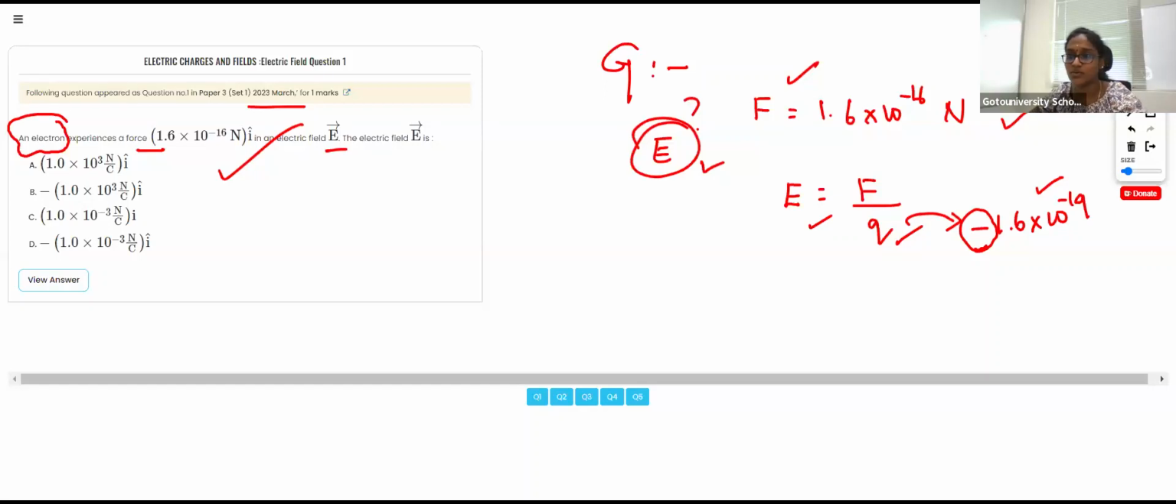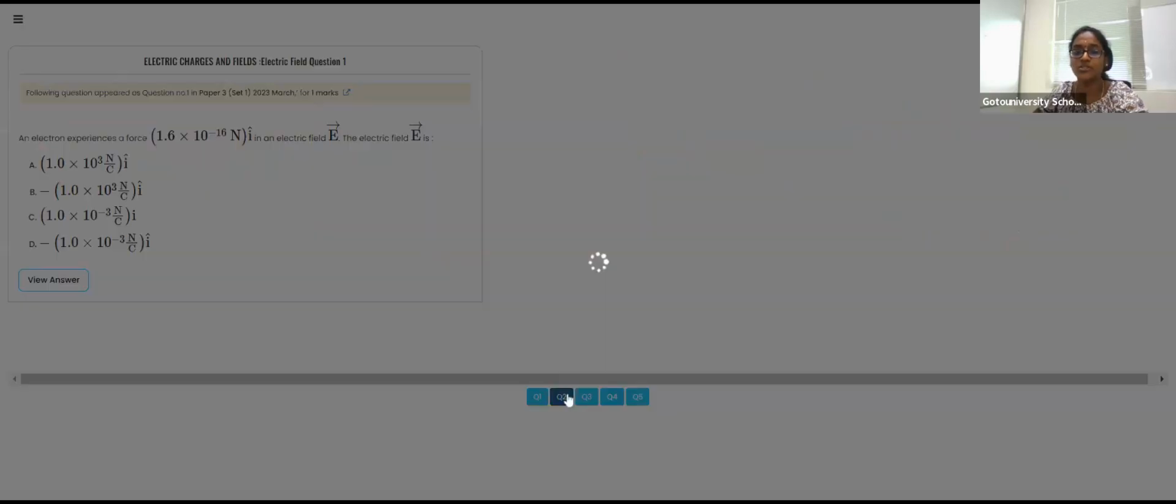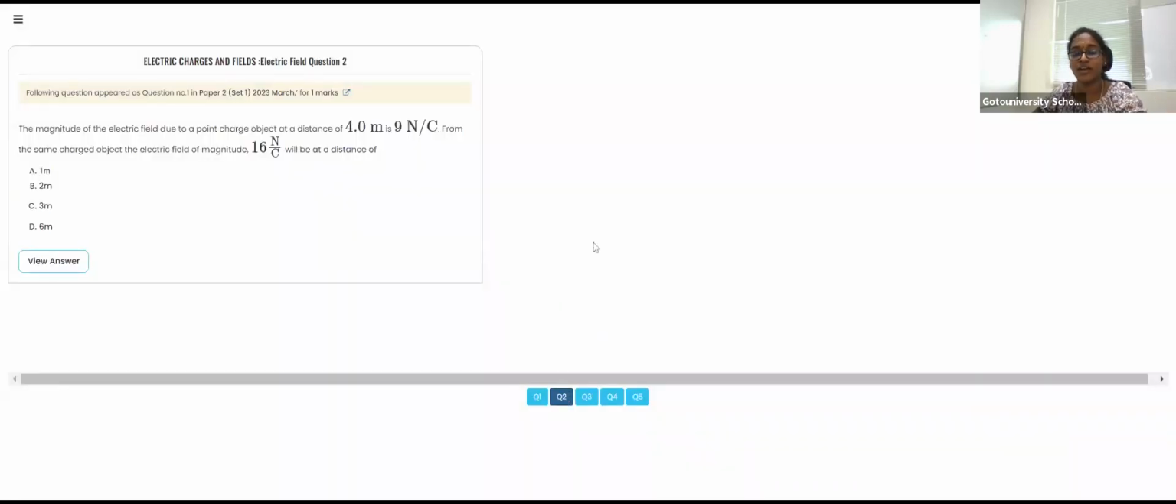So this is a simple question, but the only complicated thing is they didn't talk about the value of the charge. So you have to read the question, and from the question you have to take the value of Q. Okay, that is the thing. And this is the next question, the same 2023 paper. This is quite a complicated question.